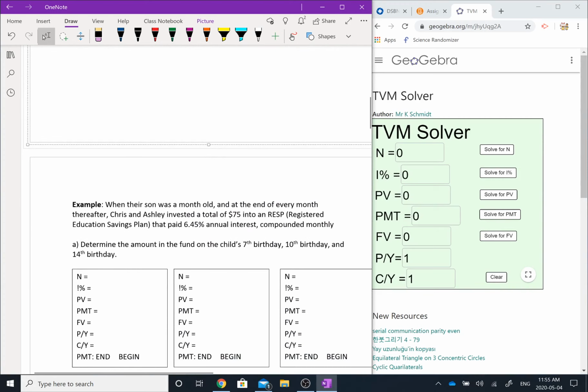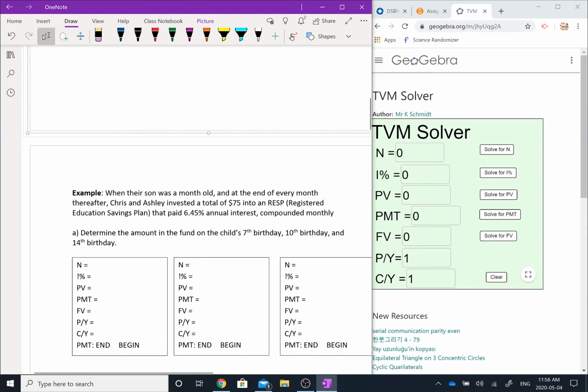For example, when their son was a month old, and at the end of every month thereafter, Chris and Ashley invested a total of $75 into an RESP, which is just a registered education savings plan that paid 6.45% annual interest, compounded monthly. We need to determine the amount in the fund on the child's 7th birthday, 10th birthday, and 14th birthday.